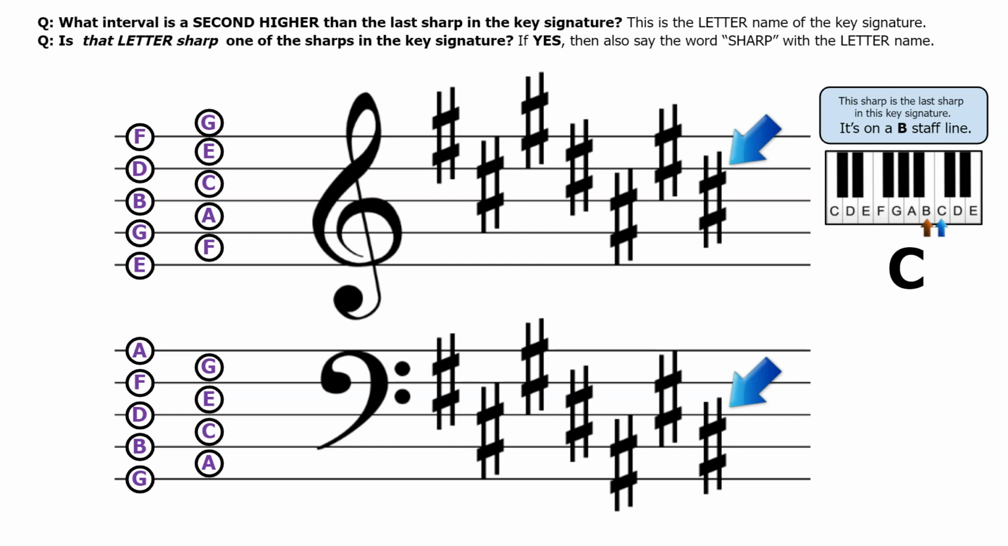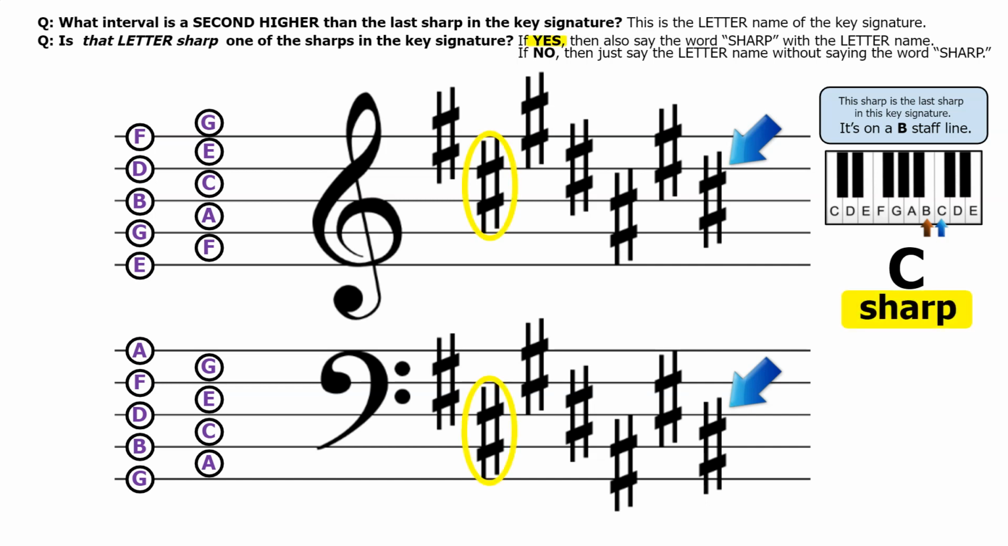If yes, then we also say the word sharp with the letter name. So if we find a C sharp in the other sharps, we need to call this key signature the key of C sharp. If no, and we don't find a C sharp in the other sharps, then we just say the letter name C without saying the word sharp with it. Can you find a C sharp in that key signature?